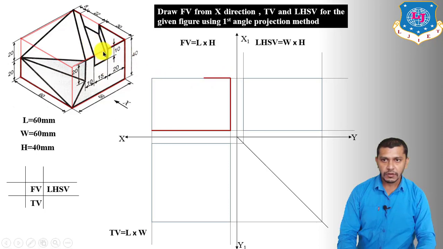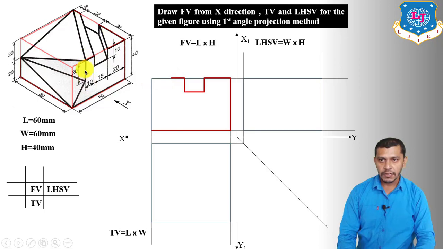Now we have to draw this slot having depth 10 mm and width 15 mm. So from here draw a vertical line having depth 10 mm. Now we have to show this line having length 15 mm like this. Now from this point we have to draw a vertical line having length 10 mm again. Now we have to show this edge which has a length of 10 mm again. So draw this edge like this.